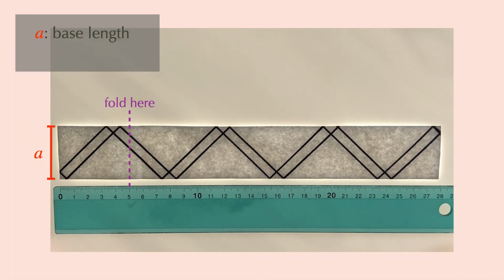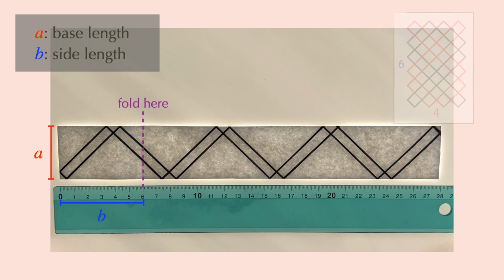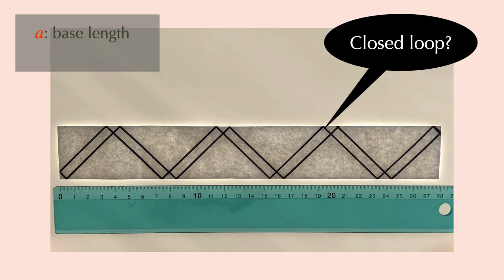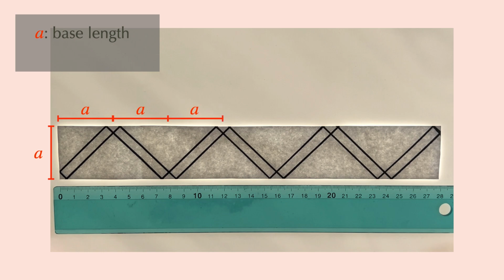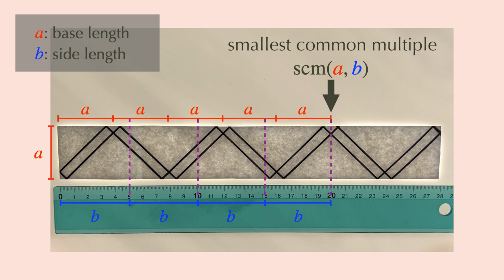To understand this, let's look at the unfolded pattern again. When we fold the zigzag pattern, we are determining the side length of Solomon's knot. This is why folding after 5 steps yields the 5x4 knot, while folding after 6 steps yields the red loop in the 6x4 knot. And therefore, we end up with a closed loop whenever the zigzag, the base length of the pattern, coincides with the folding, the side length of the pattern. The first time this happens will be at the smallest common multiple, the SCM of the 2 lengths.